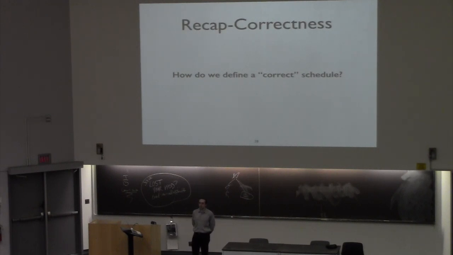A set of possible copies. Okay, so we could talk about the results. So how would we take a look at a schedule and say this is a correct schedule? Just the outcome of a schedule, yeah.